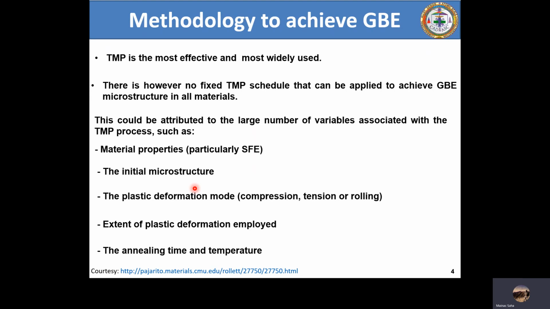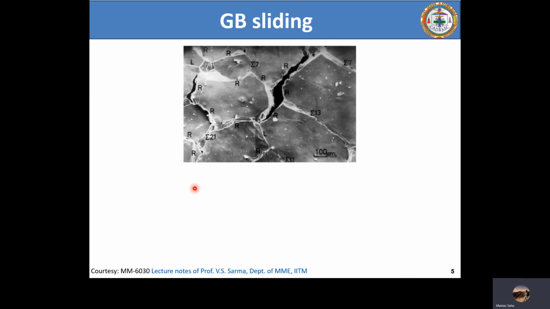Now this is the last slide of today's session, and also the last session of this semester, where I'll be briefly touching upon grain boundary sliding and how grain boundary character influences grain boundary sliding in metallic materials. For example, this has been taken from aluminum, and from this particular lecture note.